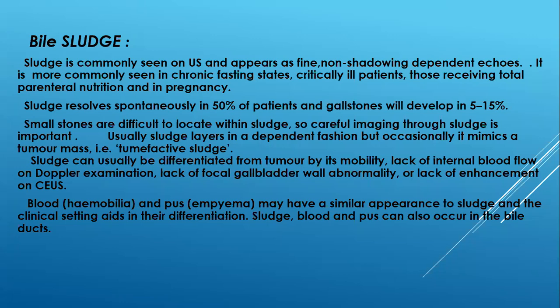Blood, hemobilia and pus impaction may have similar appearance to the sludge. And the clinical setting aids in the differentiation. Sludge, blood, pus can also occur in the bile duct and inside the liver.